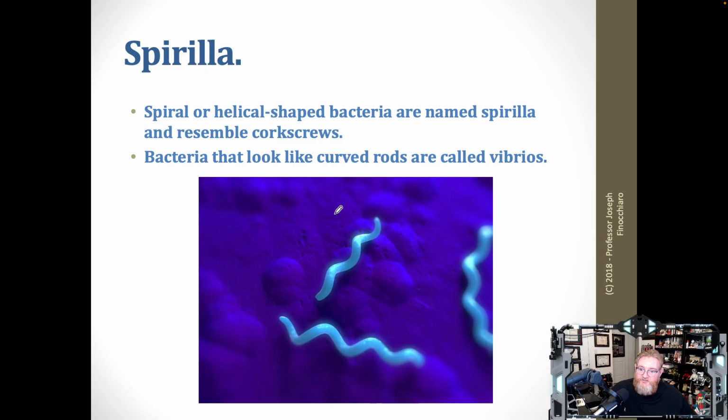Spiral or helical shaped bacteria are named spirilla and resemble corkscrews. Bacteria that look like curved rods are called vibrios. Curved rods, vibrios; spirilla, corkscrews.